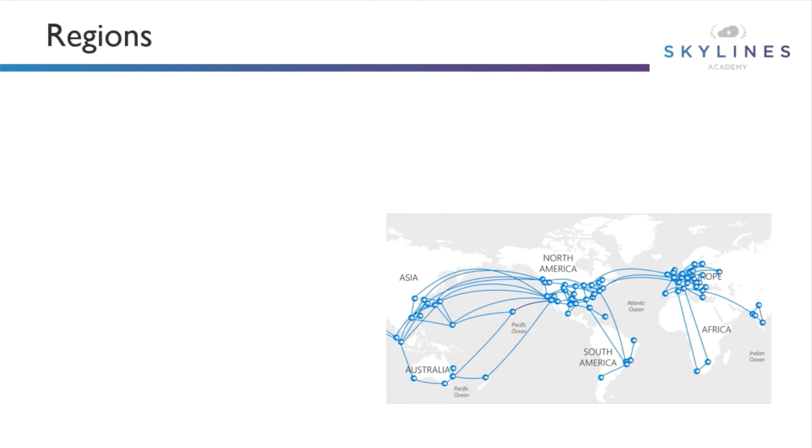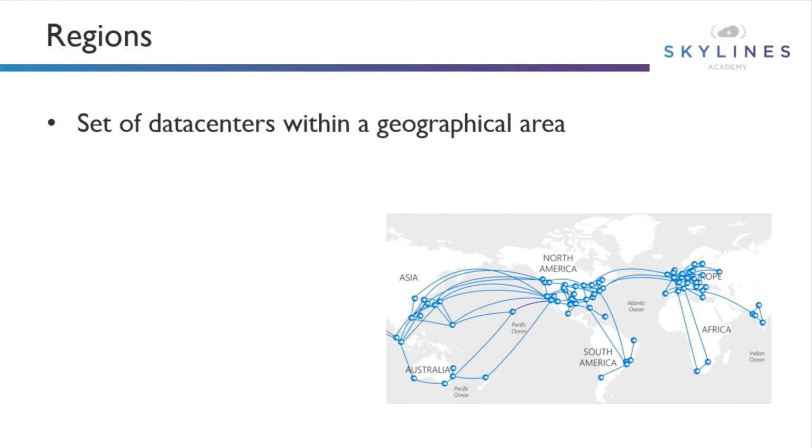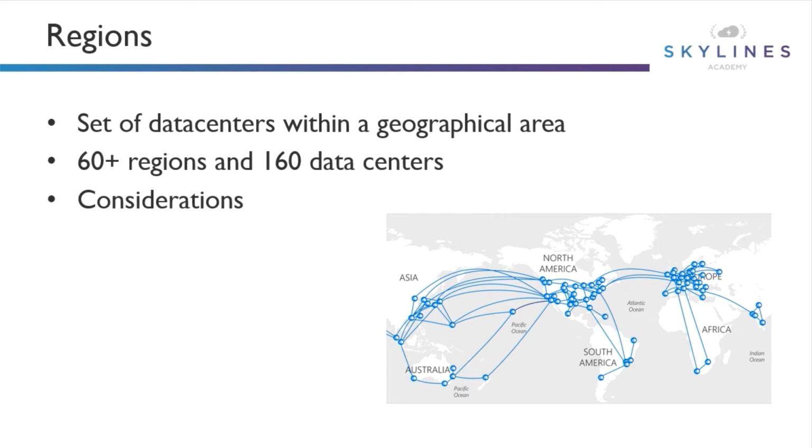Moving on to regions. A region is a set of data centers within a geographical area. Microsoft has over 60 regions today and 160 data centers within those regions. Some considerations as you're deciding what region to deploy your resources in. From a compliance standpoint, whether it's a governing body or it's an internal policy where all of your data needs to be within a defined geographical region, when you create your resources in Azure, by selecting the appropriate regions, it helps ensure that your data is going to stay within that physical location. One of the considerations you want to make is that your resources are closer so that the network latency is lower.